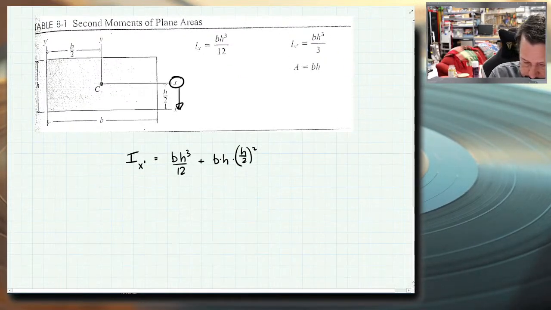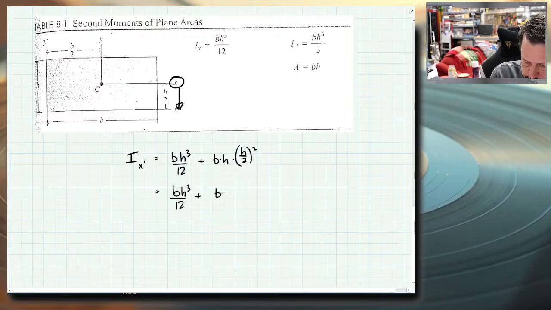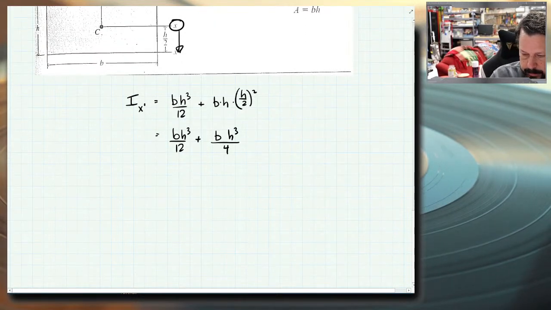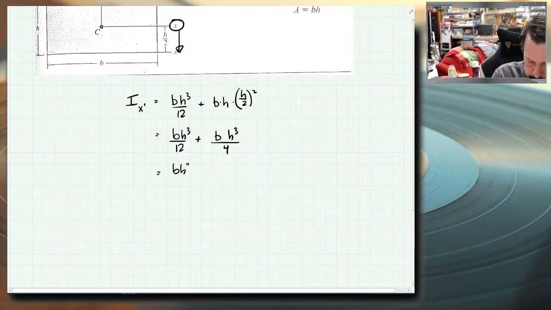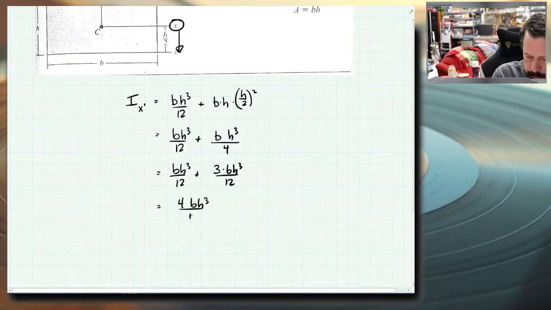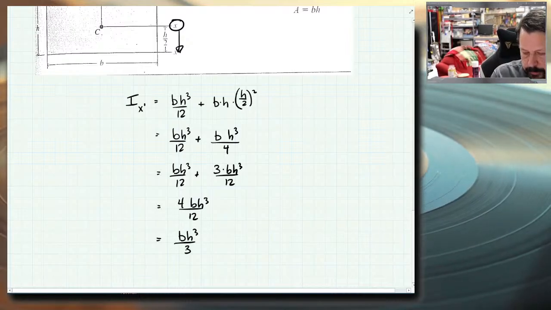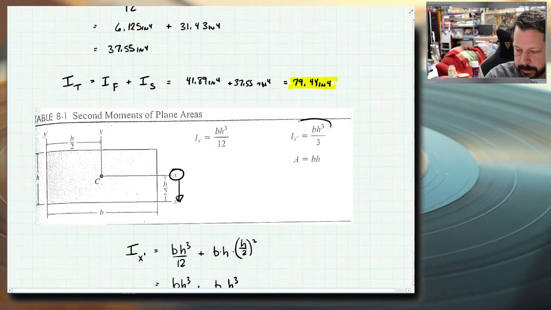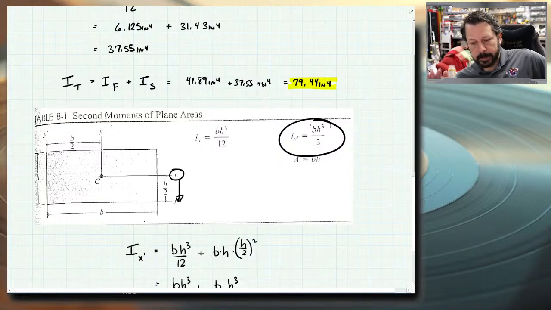And so if we make this a little simpler, we have bh cubed over 12 plus we've got bh times h squared, h over 2 squared would be h squared over 4. And so to combine these together, bh cubed over 12 plus this one needs to be multiplied by 3, 3 bh cubed over 12, and I end up with 4 bh cubed over 12, which is 4 over 12, is bh cubed over 3, 1 over 3, whatever. And that's this guy.